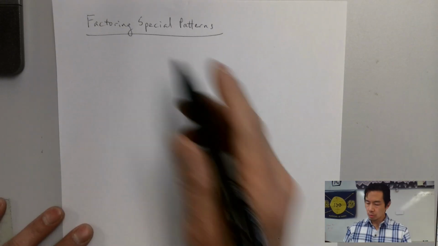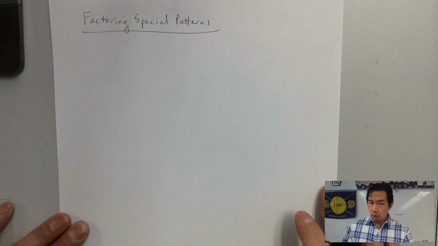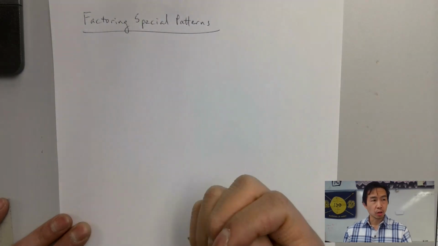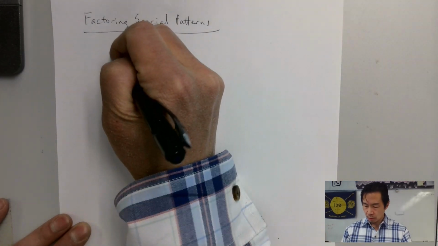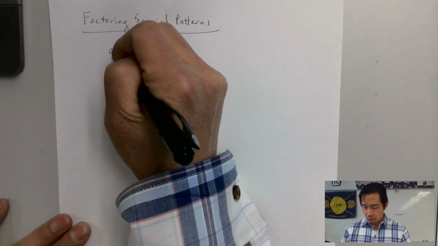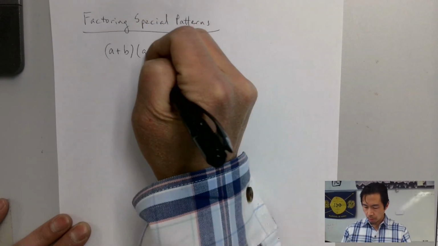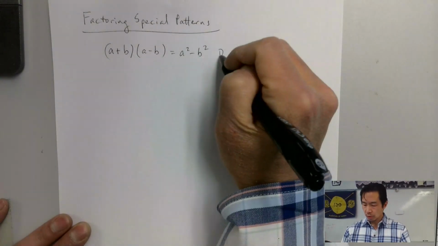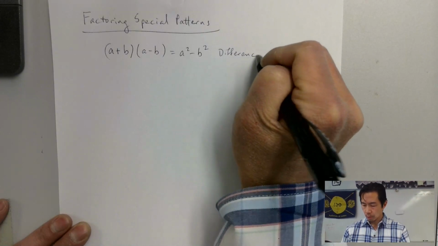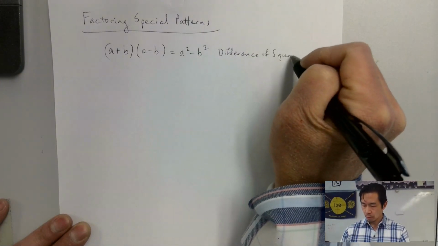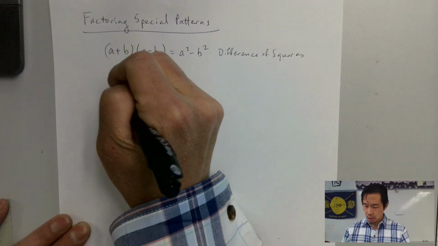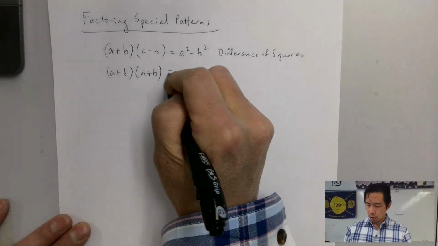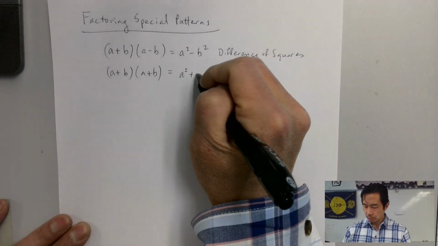Okay, good afternoon. In this video we're going to be factoring special patterns, and by special patterns I mean the three patterns given a couple of videos ago. One of them was called difference of squares. And the other two were both called perfect square trinomials.